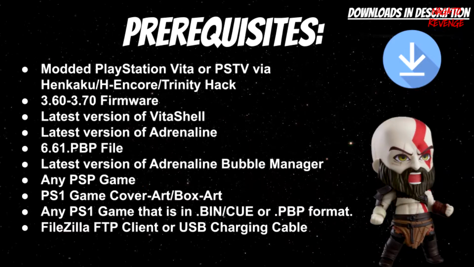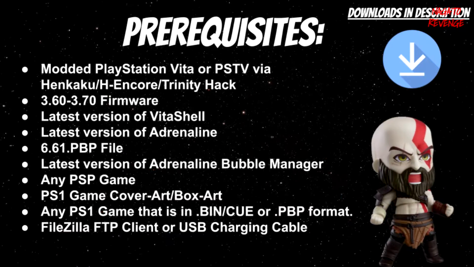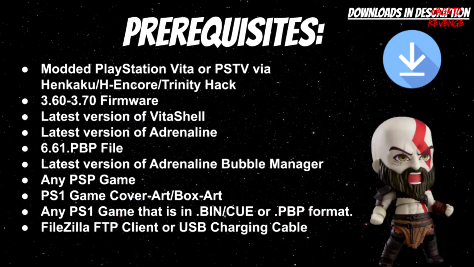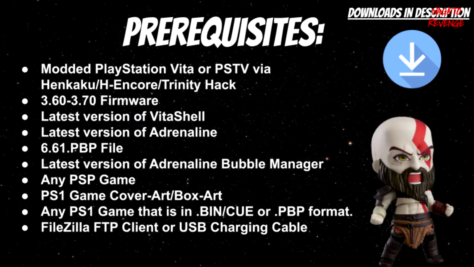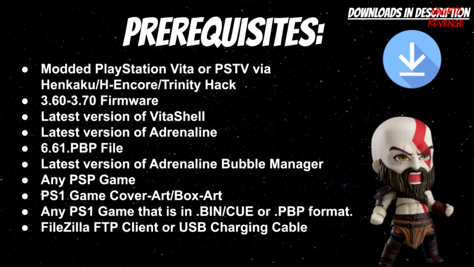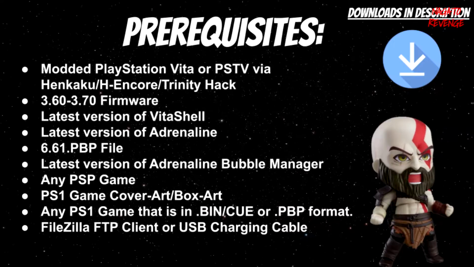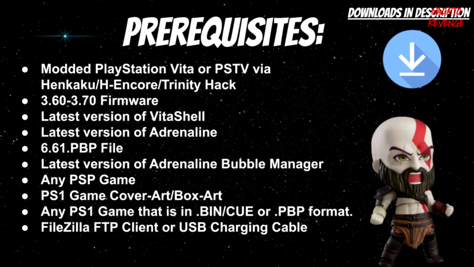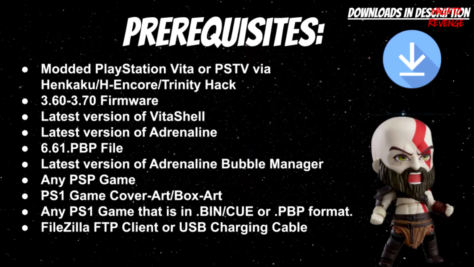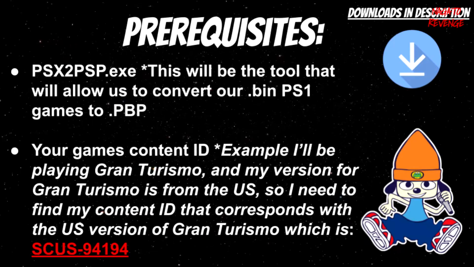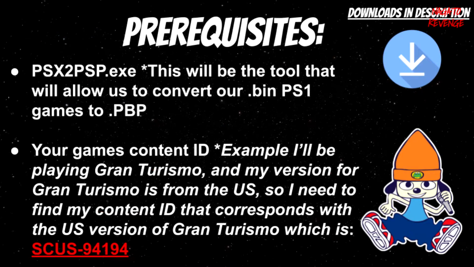And as well, you need the FileZilla FTP client or a USB charging cable for your Vita to basically transfer your files from your system to the PC. Any of the items that I stated as of right now will be downloads in the description below, and any of the tools will be down below so you guys can download them and you won't have to search it all online. Some other prerequisites you'll need is a tool if your game is in BIN.CUE format, and this is only for the PlayStation 1 side of things.